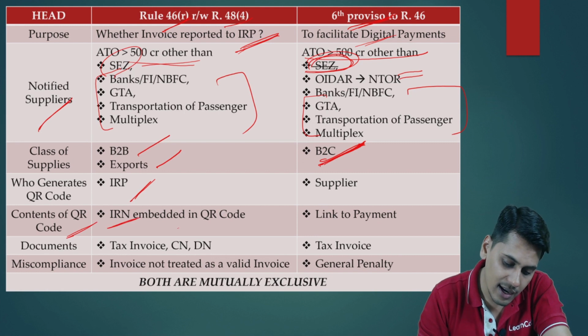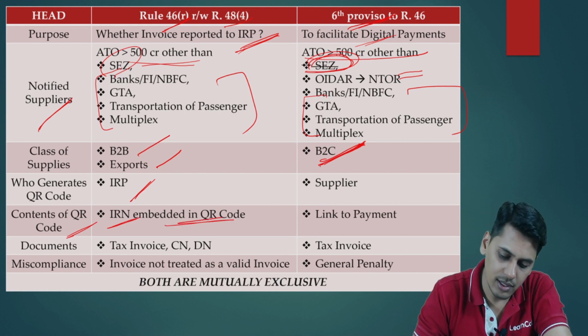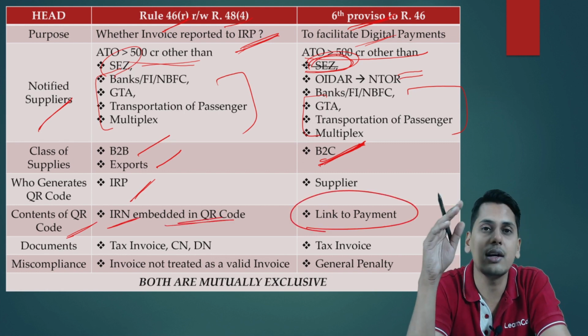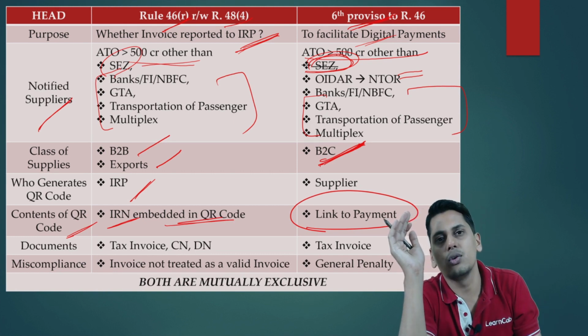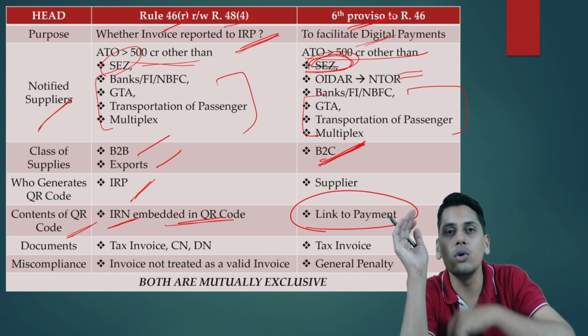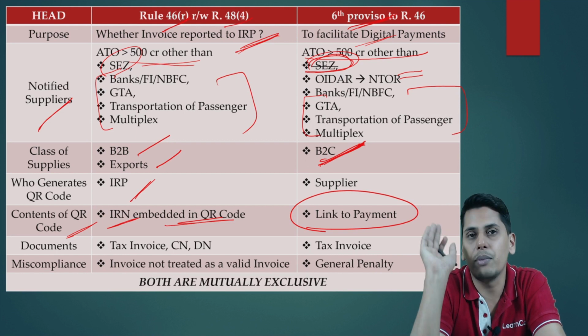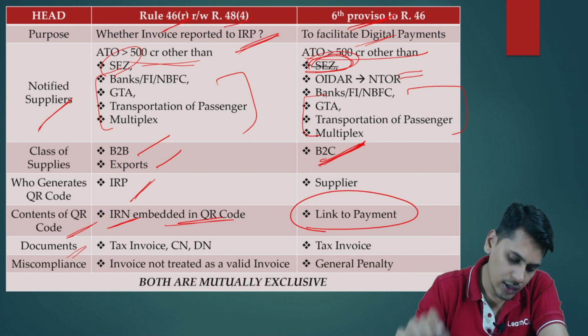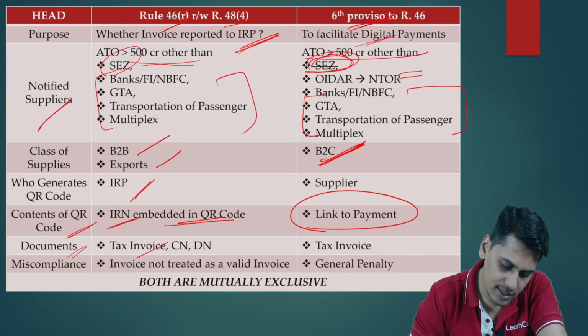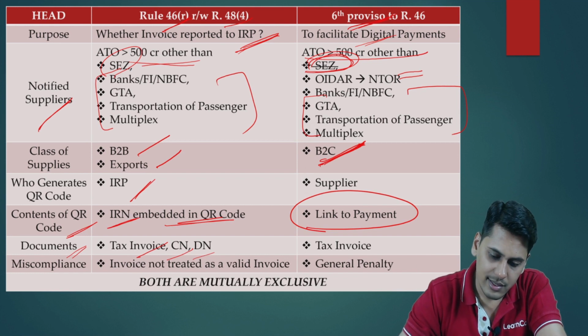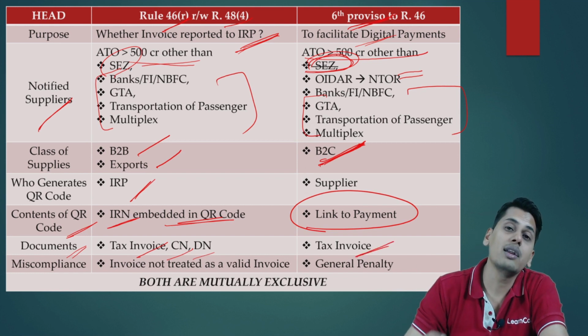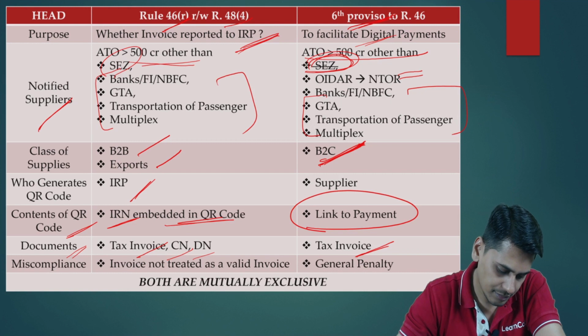It will contain IRN embedded in QR code. Here it is going to contain a link to the payment. The moment you scan this QR code, it will give you the details and it will lead you to the bank account of the supplier wherein you can transfer the amount. Documents, it is for tax invoice, credit note and debit note. Sixth proviso to rule number 46, it is for tax invoice.